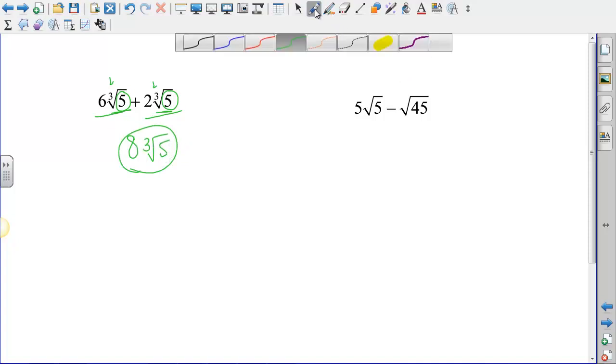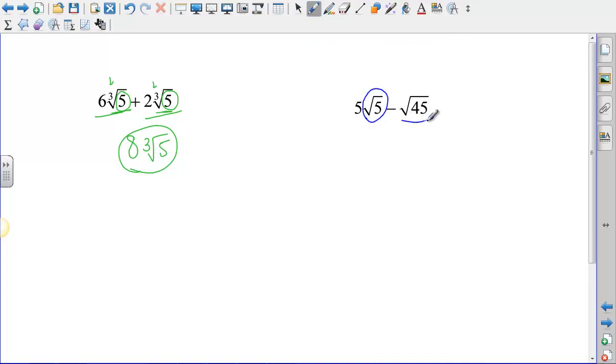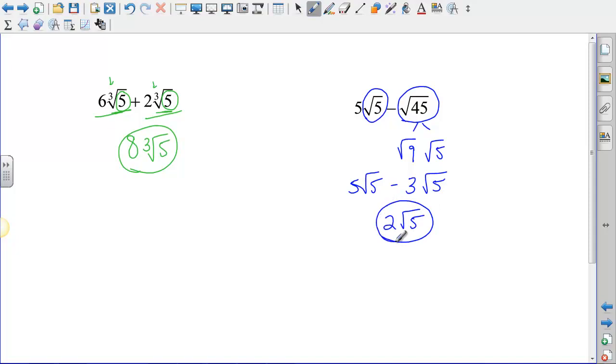If we look at this other problem, it says 5 square roots of 5 minus the square root of 45. Now, at first glance, I'm going to look at this and say, square root of 5, square root of 45 doesn't quite really work because the square roots don't have the same number underneath them. However, if I break up the square root of 45, I can break it up into 9 and 5. Square root of 9 is 3. Square root of 5 is the square root of 5. And if I have 5 square roots of 5 minus 3 square roots of 5, I now have 2 square roots of 5. And that's my final answer.